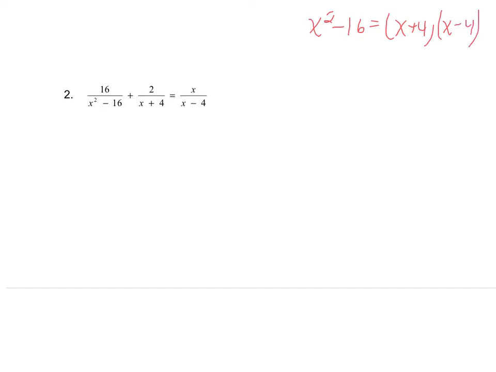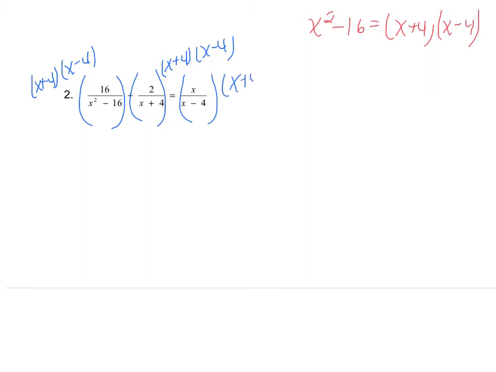So it looks like I'll be able to use x plus 4 times x minus 4 as my LCD because that will cancel out all the denominators. So I'm going to multiply the first term by x plus 4 times x minus 4. I'm going to multiply the middle term by x plus 4 times x minus 4. And then, of course, the last term, x plus 4 times x minus 4.